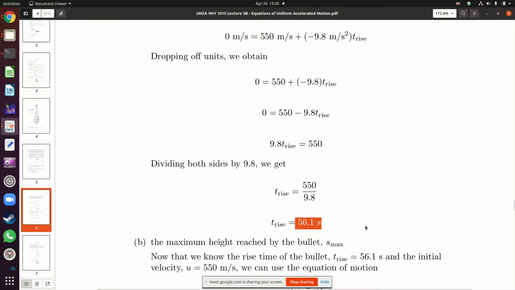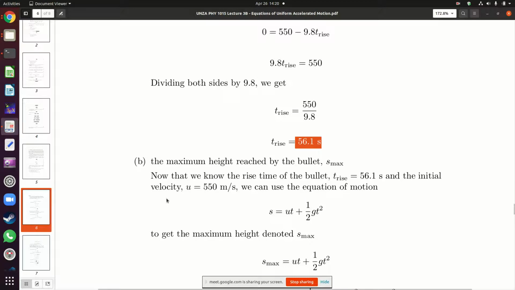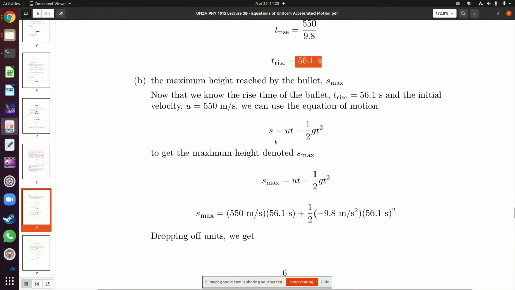Then in part B, we were interested in the maximum height which is actually reached by the bullet in terms of meters. So in that case, we are looking for the distance the bullet travels for it to reach maximum height. We know how much time it took. It took 56.1 seconds. And we know the velocity with which the bullet came out of the gun, which is 550 meters per second. So in this case, you end up with S equals ut plus half gt squared, where S is the distance, u is the initial velocity, t is the rise time, then half, and g is the acceleration due to gravity.